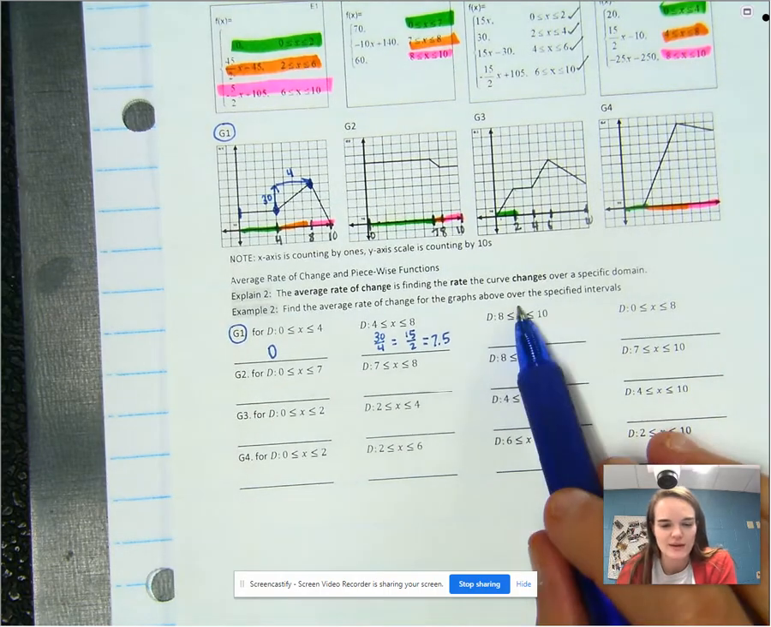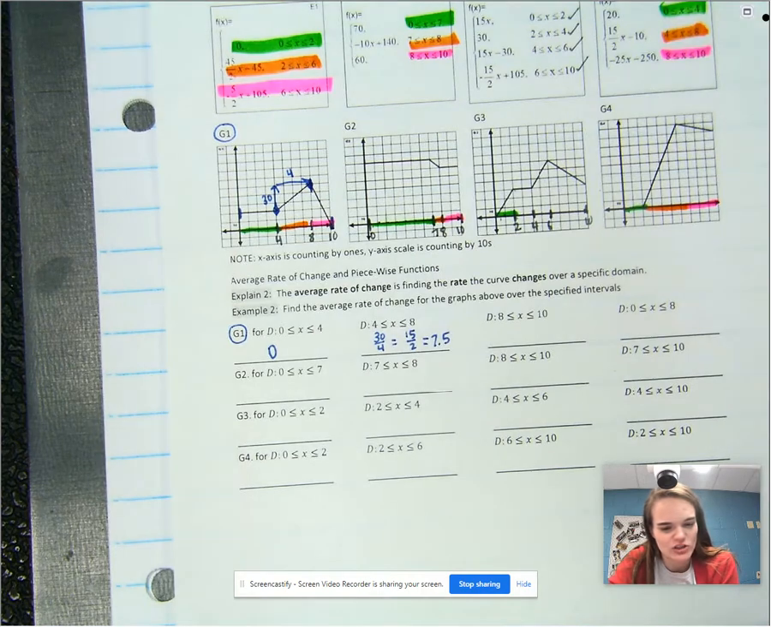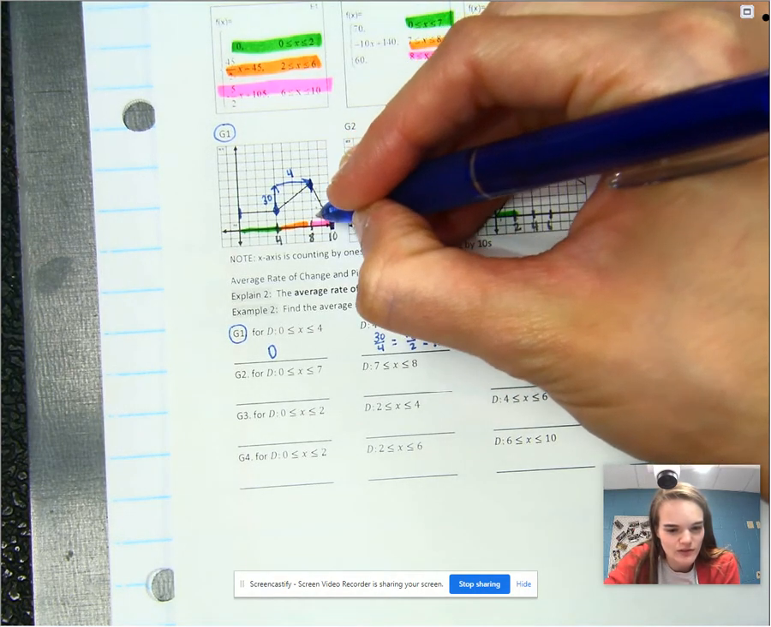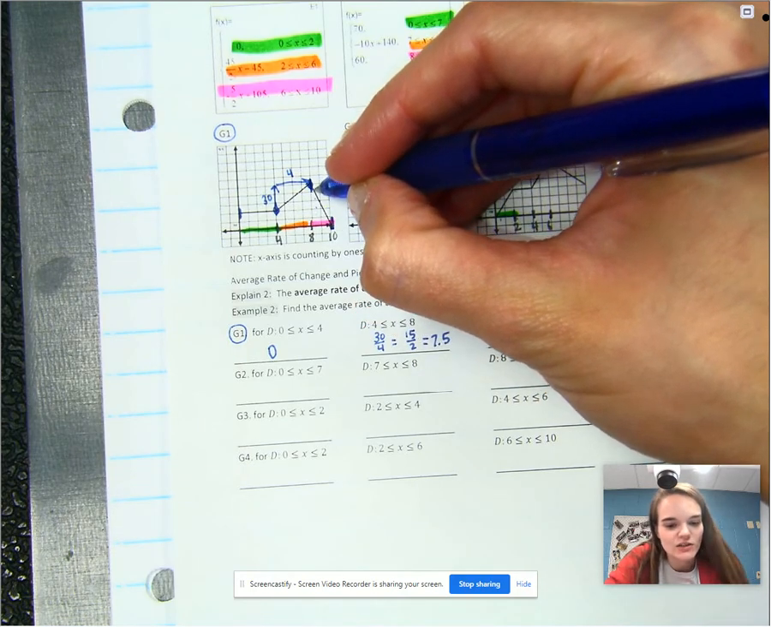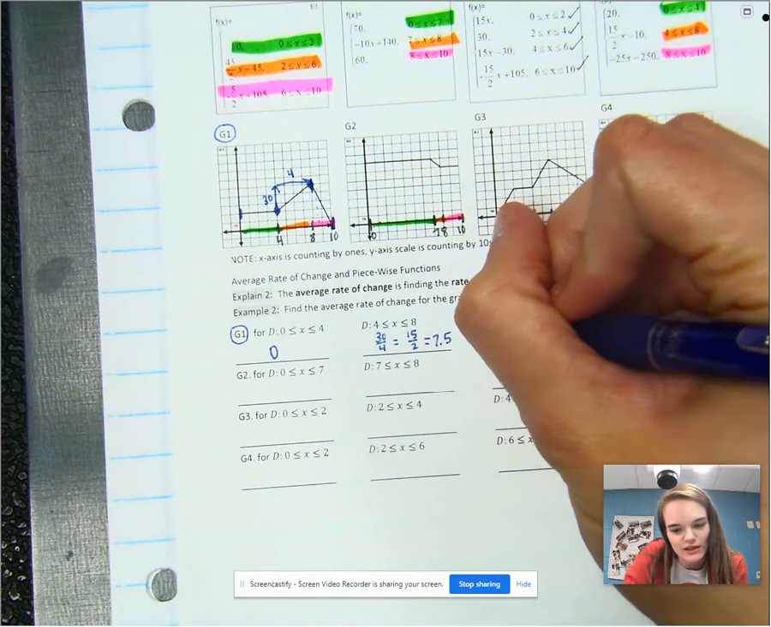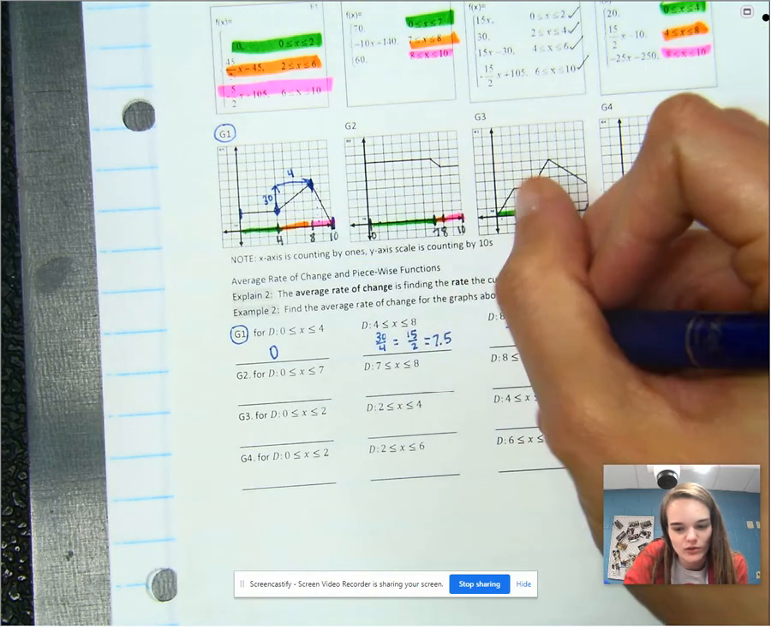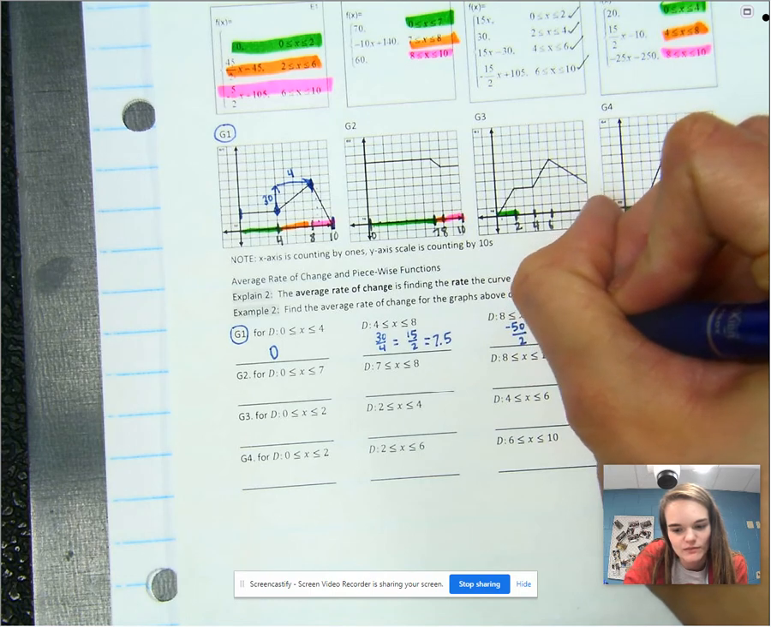It's not going to hurt anything. Okay. From 8 to 10. This rate of change is going to be negative. It's going to go down 10, 20, 40, 60. It might help if I wasn't counting by 20s. 10, 20, 30, 40, 50. It's negative 50 over, and it goes over 1, 2. So the rate of change is negative 25.